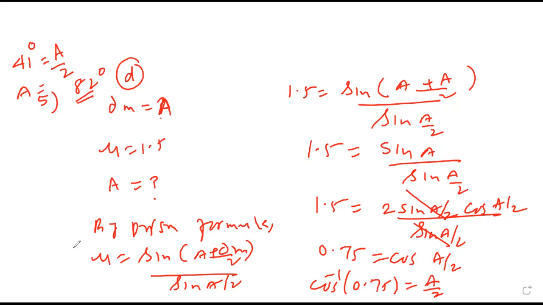Sixth one. Refractive index of glass prism depends upon, option C. Refractive index of glass prism depends upon what? Color of incident light. Pardon? Sir, is it the color of incident light? Why? Why not angle of prism?